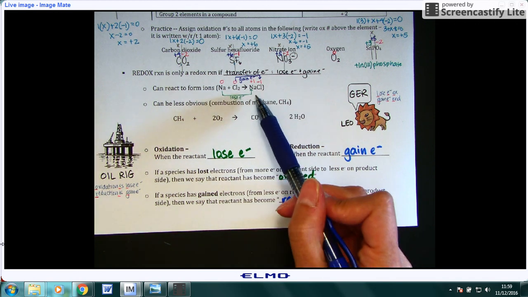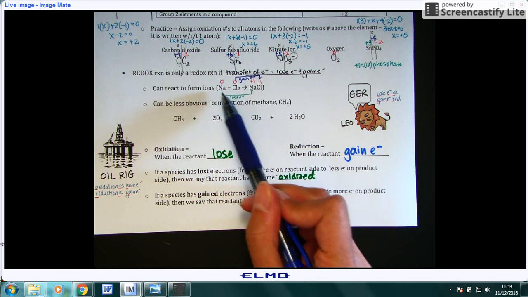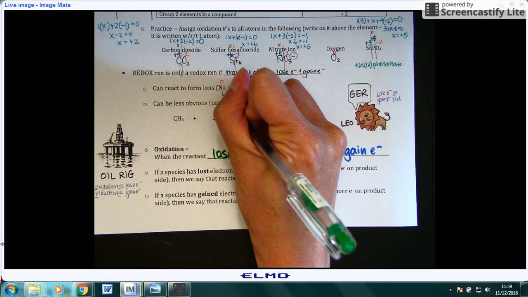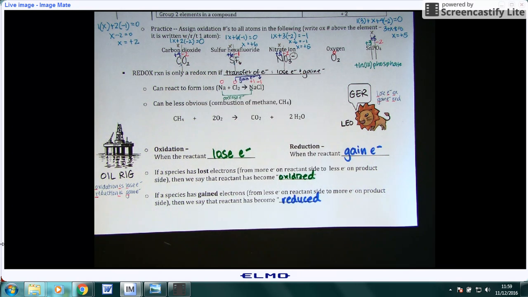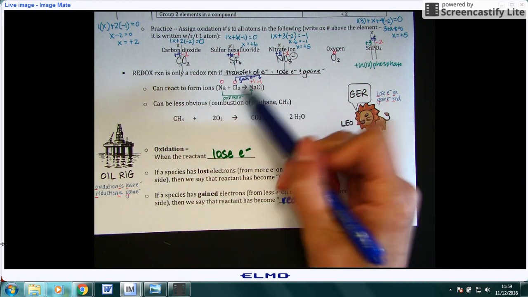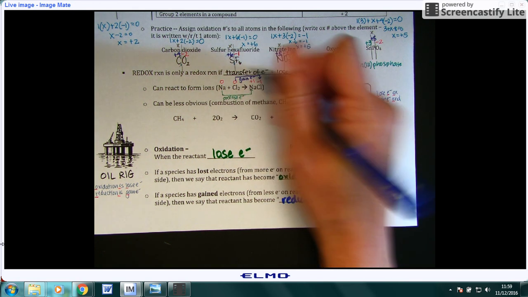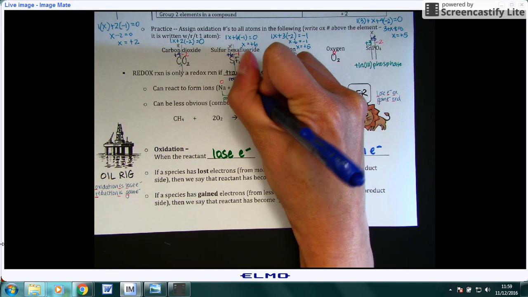Going back to the formation of salt, NaCl. Once we have determined that Na has lost electrons, we would say that Na has become oxidized. So sodium has become oxidized. And for chlorine, because it has gained the electrons that sodium lost, chlorine becomes reduced. Just write red for short.